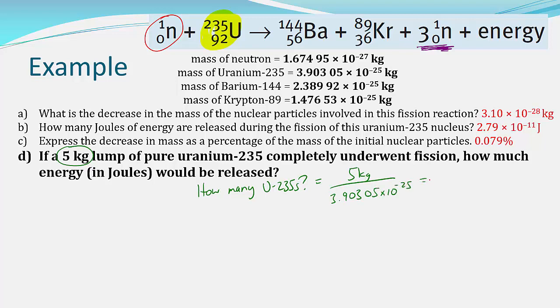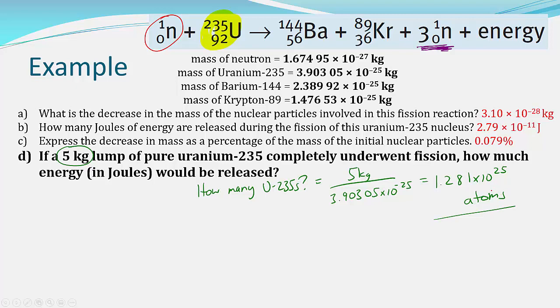If you put that in your calculator, what you end up getting, as you'd expect, is a very large number: 1.281 times 10 to the 25 atoms. It's 5 kilograms, so it's what you'd expect. But from this, we can determine the number of reactions, because if we have 1.281 times 10 to the 25 atoms and they all undergo fission, then this is how many reactions we have, because we only need one atom per reaction.